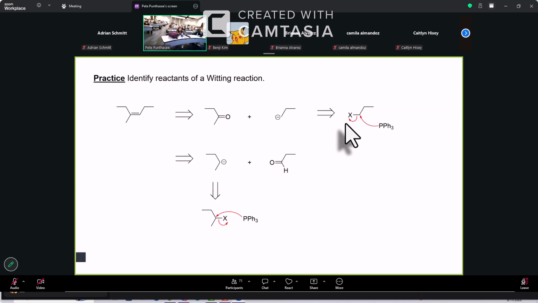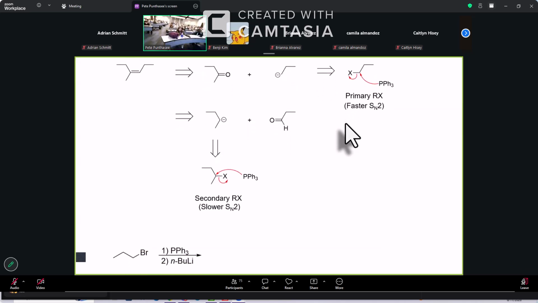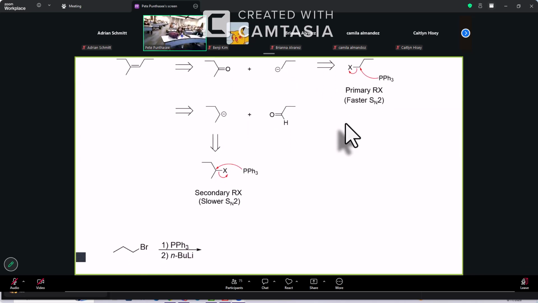So when you write out the synthesis, the one on the right is the route you're going to pick. You start with that, add triphenyl phosphine, add the base, you get that ylide, and the rest is the same thing. That's how we pick.